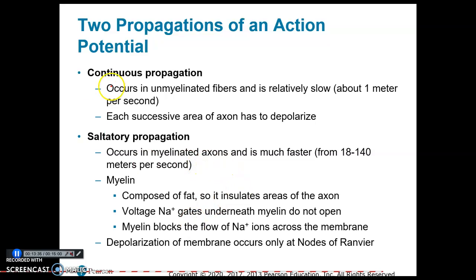Action potentials can be continuous if the axon does not have myelin. If it's unmyelinated, the action potential is continuous, and that's going to be relatively slow. I mean, all of these impulses are fast, but it's slower if the action potential occurs in unmyelinated axon fibers. But we call it saltatory propagation when we have myelinated axons, and those are much faster nerve impulses.